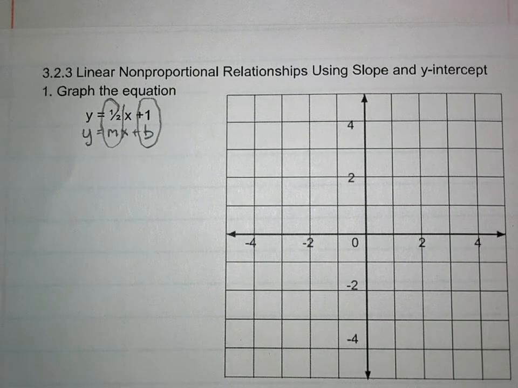Now, what does b mean? It is a constant. It is the y-intercept. It is where the line intersects the y-axis. It's also called the constant. Yes, you're right. It's also called the initial value.